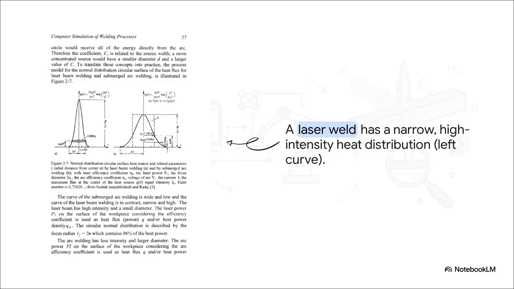Let's look at a real example. Now, don't worry about the equations here. Just focus on the graph on the left. This shows the heat distribution for a laser weld. See that really sharp, narrow peak? That's a super high-intensity heat source, all concentrated in a tiny little area. The bell curve is tall and skinny.